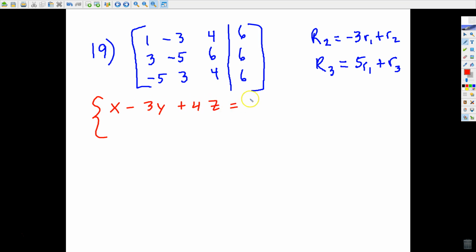Very good. And Emma, the second equation? And Ruthie, the last one.